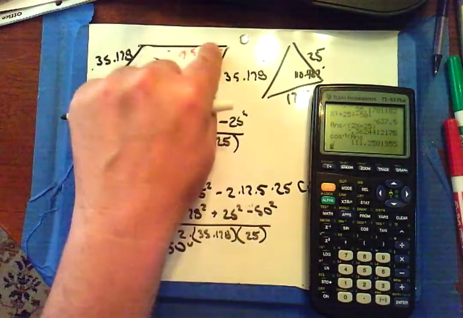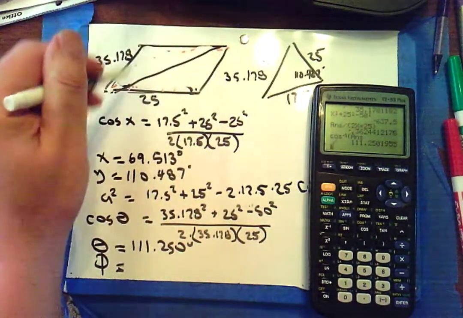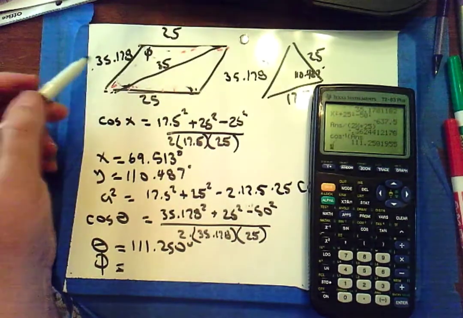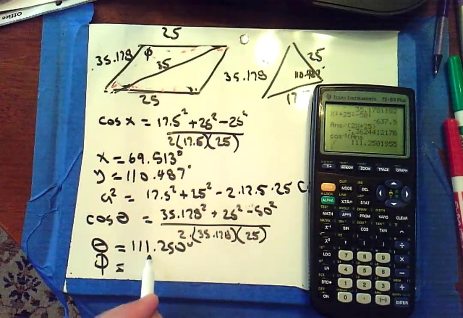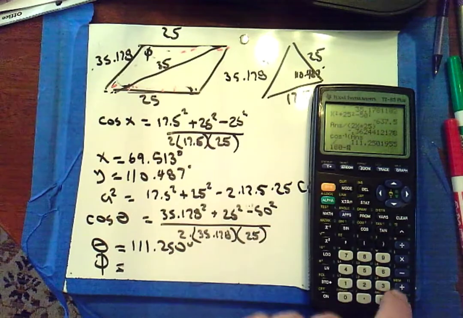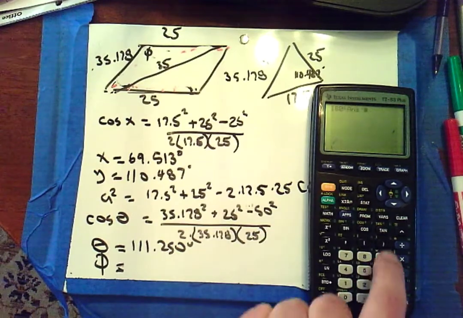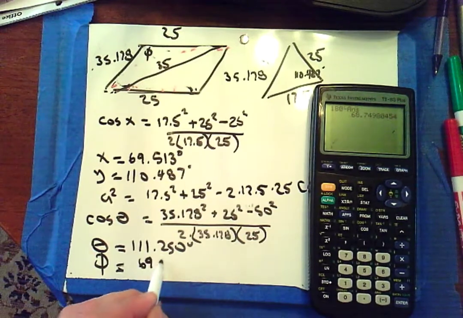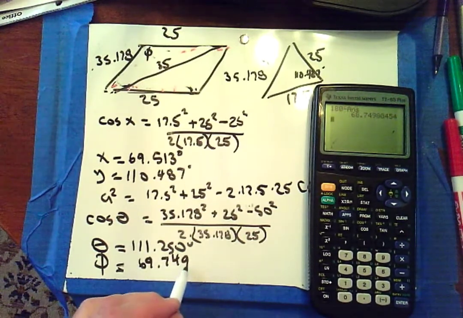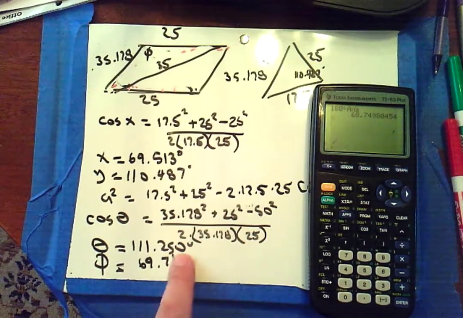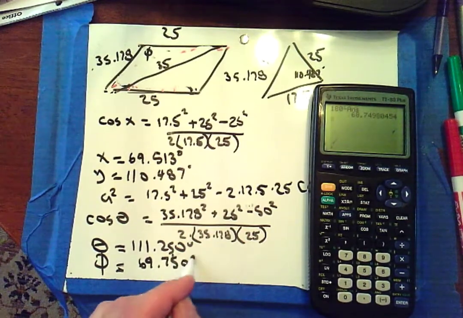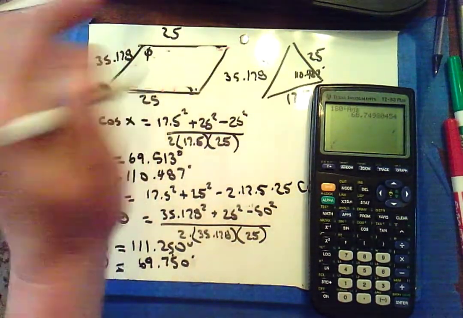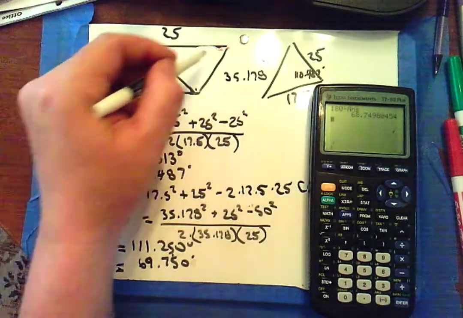And remember, theta and phi in this parallelogram are supplementary, so I don't have to repeat the process with this triangle, 25, phi, 35. I could if I wanted to, but I can just subtract this one from 180 to get my answer. And so I get 69.749. I guess that's going to round up to 69.750 degrees. And there we go.